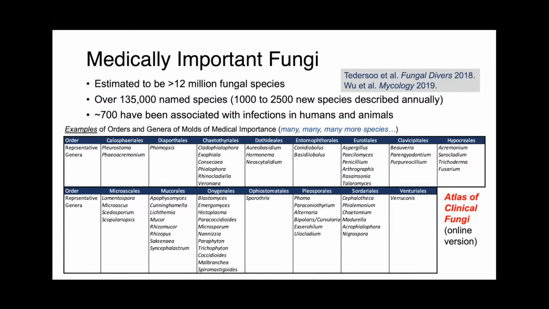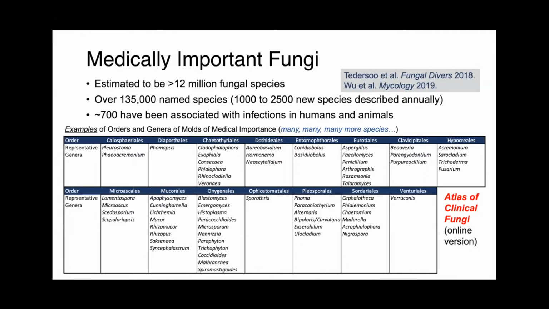Now, why is this important? Well, this is important because we know that there are a large number of medically important fungi. Overall, it's estimated that there might be greater than 12 million different fungal species, and approximately 700 of those, and this is growing every year, have been associated with infections in humans and animals. So in this table, I show some examples of different fungal orders and genera of molds of medical importance. Now, we have to keep in mind that within many of these genera, there are multiple species that have been associated with disease in humans. And so these numbers are continuously growing.